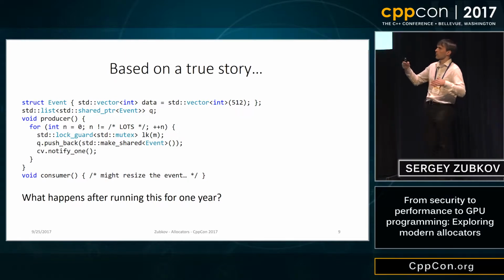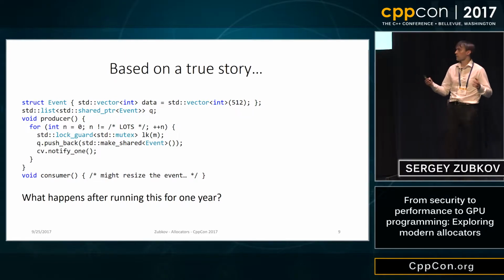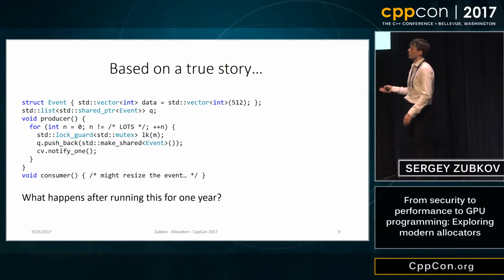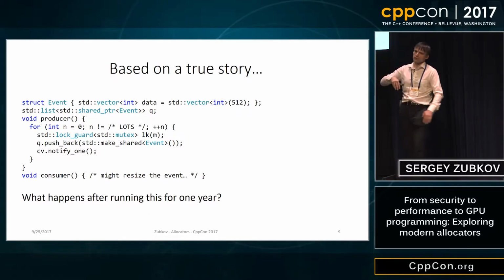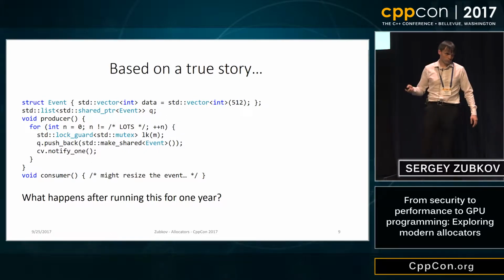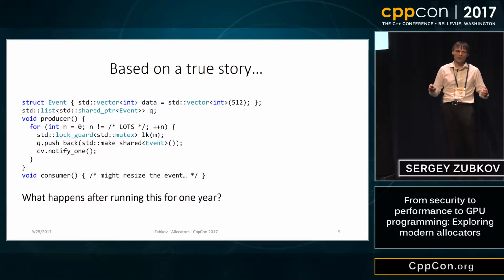So imagine I have a vector of data in my event, and my producers create shared pointers to those, put them on a queue, which is simply a list of shared pointers, right? And a consumer presumably takes it off the queue, maybe modifies it, and drops it. So, can anyone see what would be the problem if you run this for a year, right?